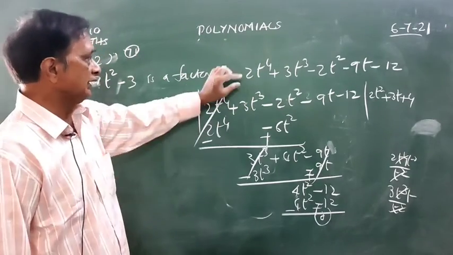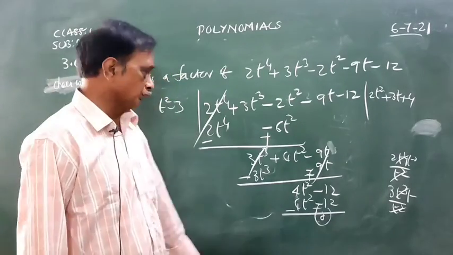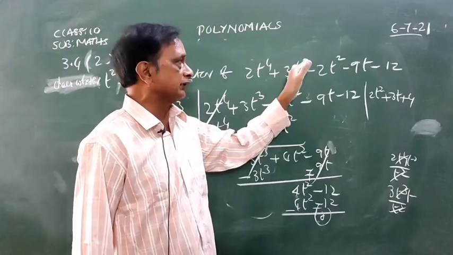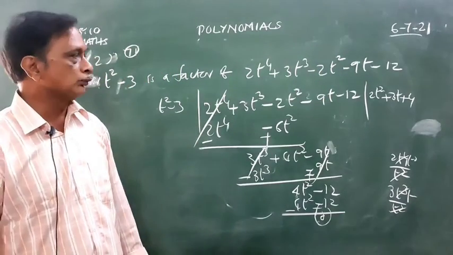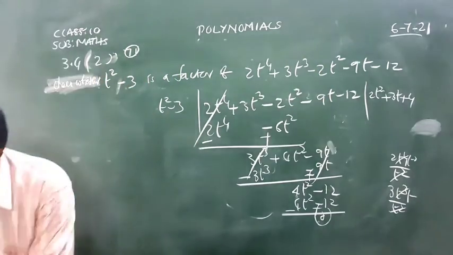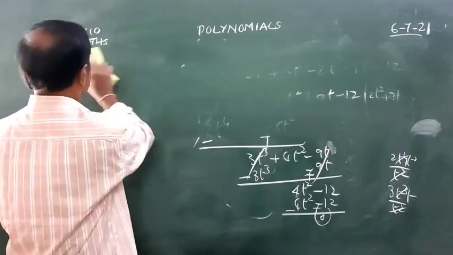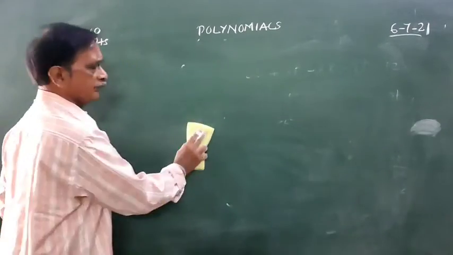So, by dividing this polynomial by t square minus 3, we got 0 as remainder here. Then we say that t square minus 3 is a factor of 2t power 4 plus 3t cube minus 2t square minus 90 minus 12. And you have two more problems in that. I will write those two problems and check whether the first polynomial is a factor of the second polynomial.